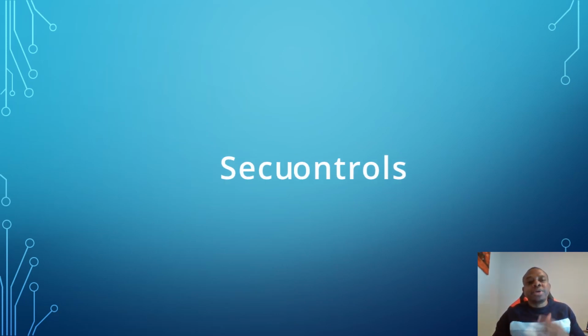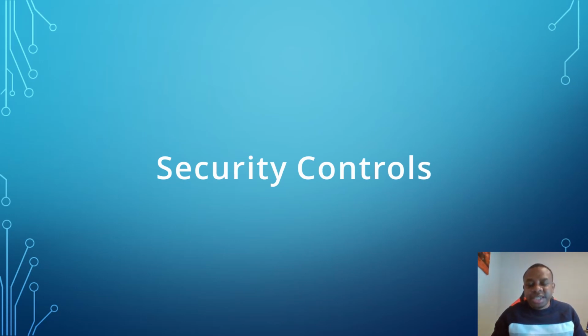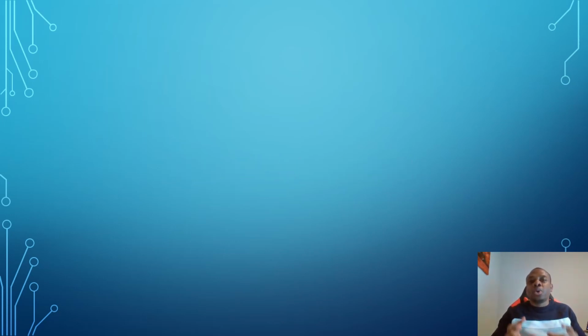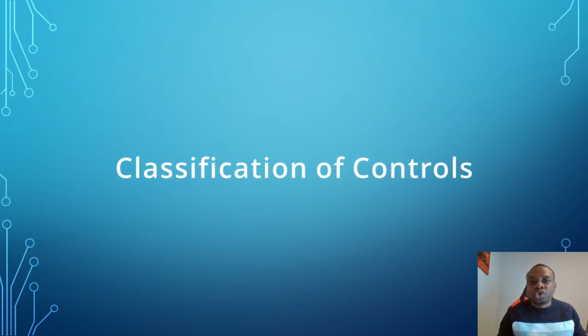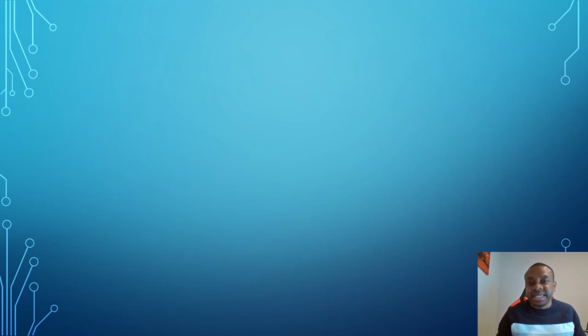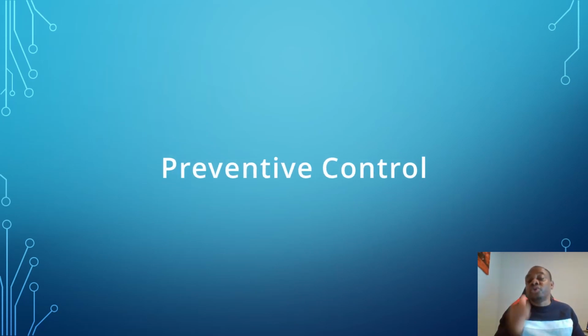Now, we're going to look at security controls. Security controls are safeguards or countermeasures to minimize security risk. Next, we're going to look at the classification of controls by time of occurrence relative to security incidents. The first on the list is the preventive control.